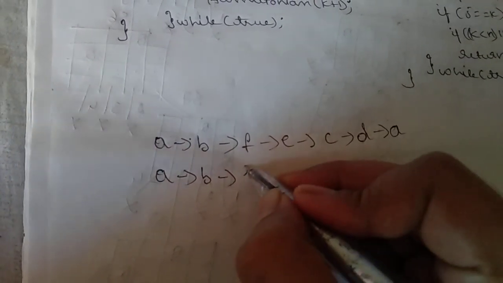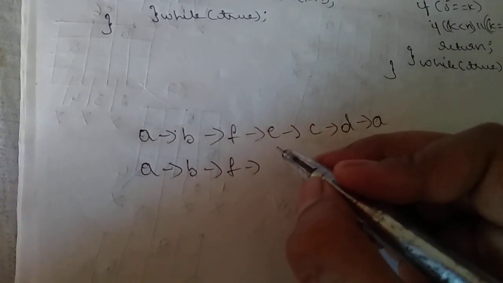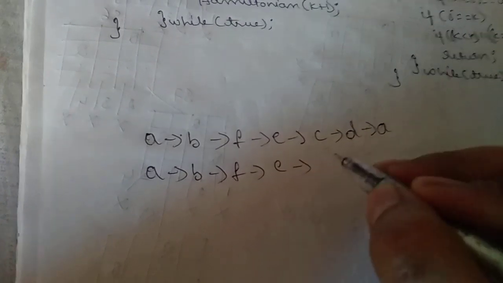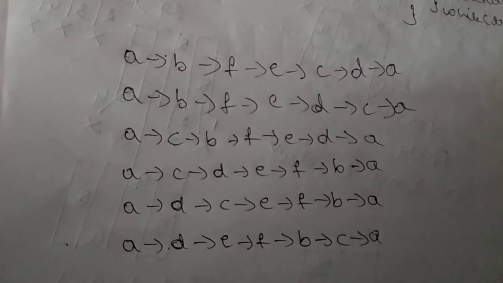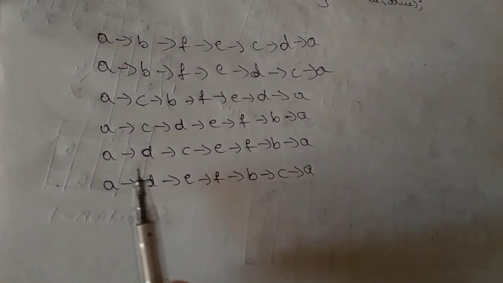A to B, B to F, then F to E, E to D, then D to C, then C to A. Likewise, we have 6 solutions. I'll just write all the solutions, then we'll check. These are the 6 solutions we have. Just check all the solutions.